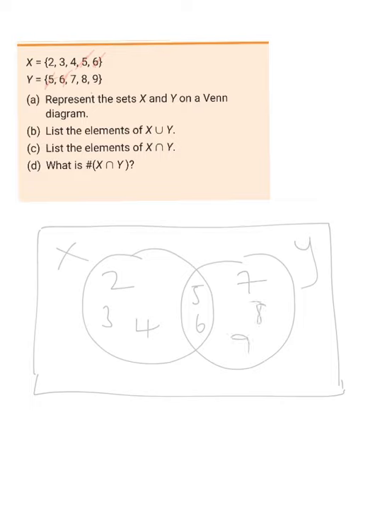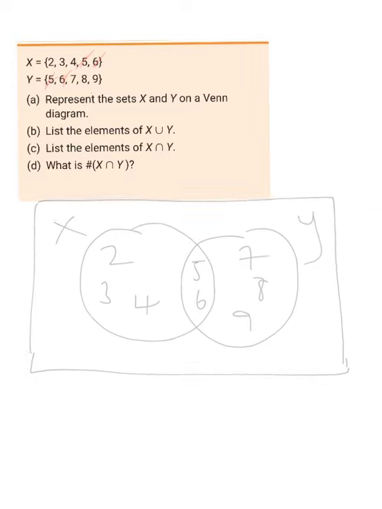Then to double check if you're right, in all of X you should have the numbers 2, 3, 4, 5, and 6. If you look at X, you can see that you have the 2, the 3, the 4, the 5, and the 6. Then you have to see what was in Y. Y should have the numbers 5, 6, 7, 8, and 9. Looking at Y, you have 5, 6, 7, 8, and 9. So we're correct.